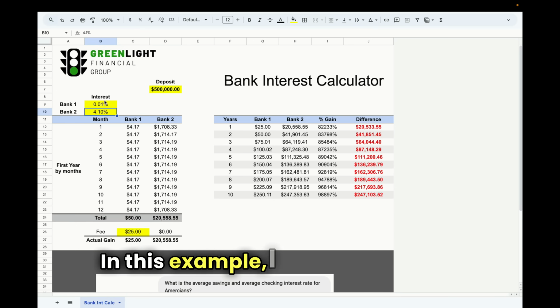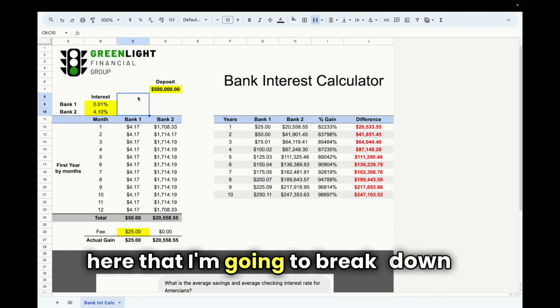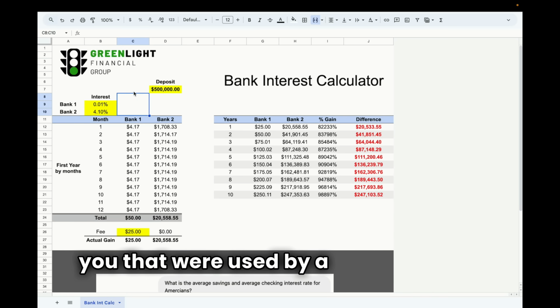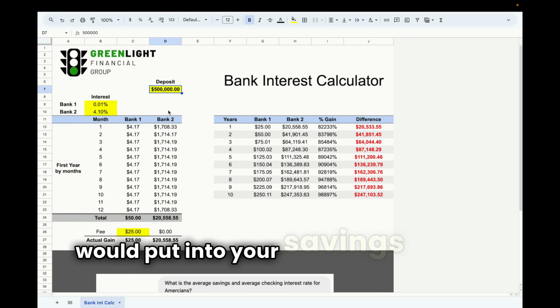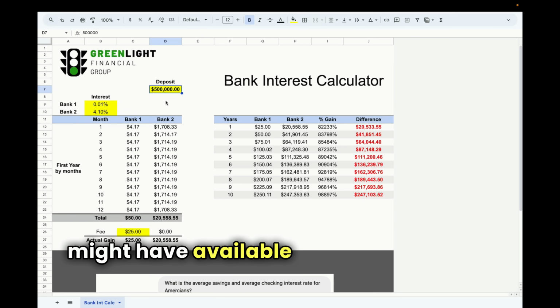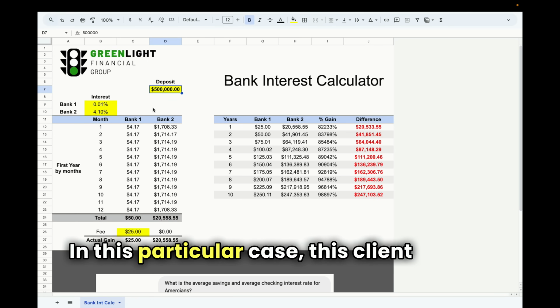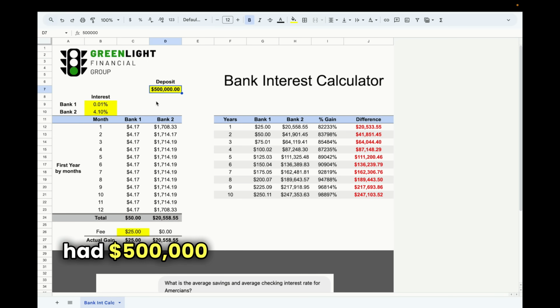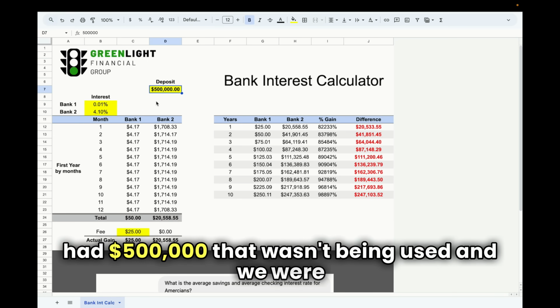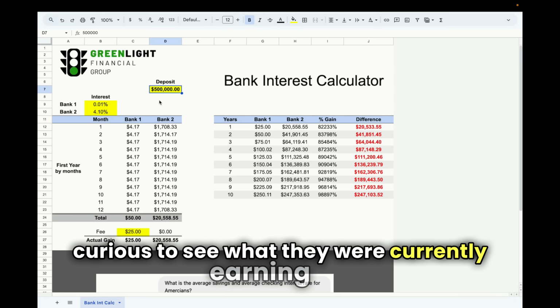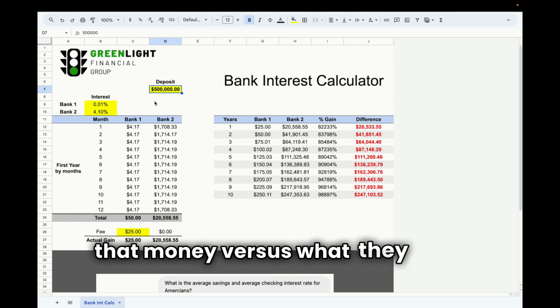In this example, I have amounts in here that I'm going to break down for you that were used by a current client. Let's start first with the amount that you would put into your savings account, or that you might have available to put toward saving in general. In this particular case, this client in their business had $500,000 that wasn't being used, and we were curious to see what they were currently earning on that money versus what they could earn.